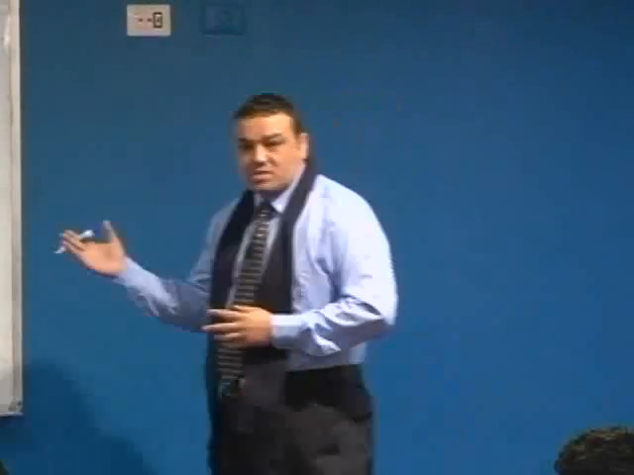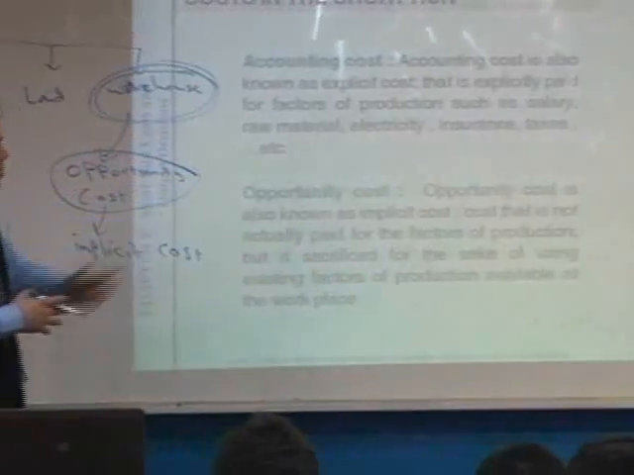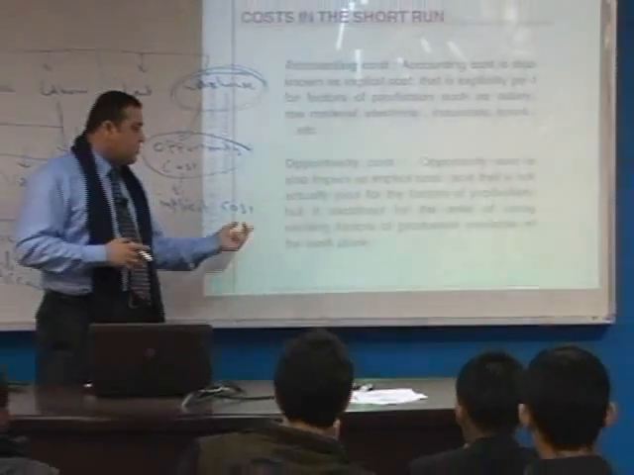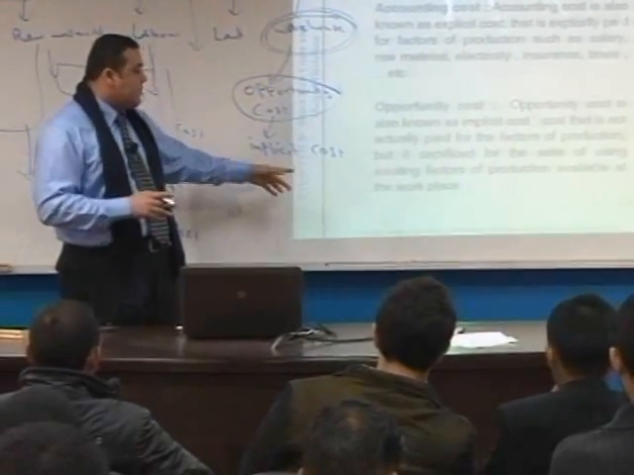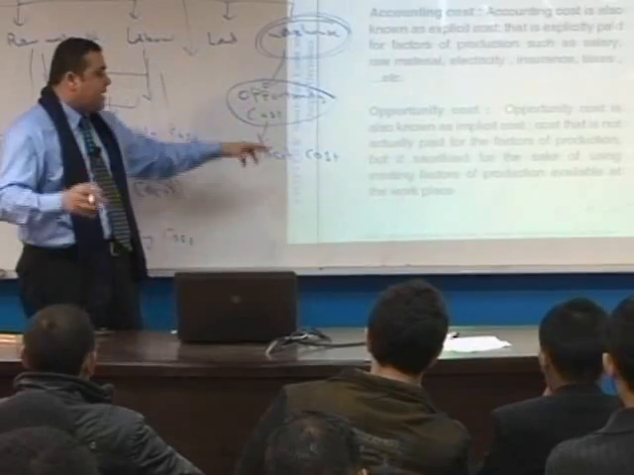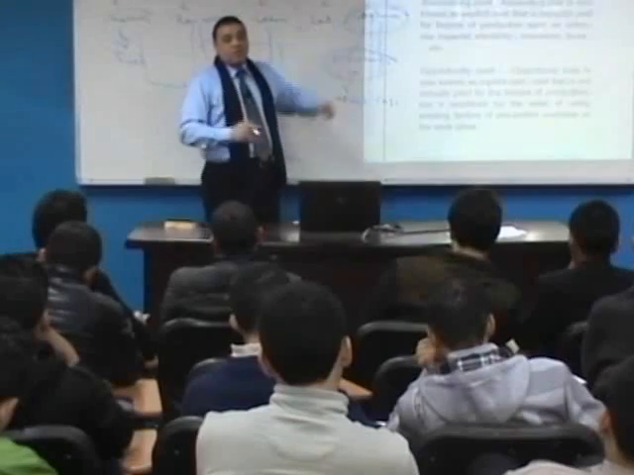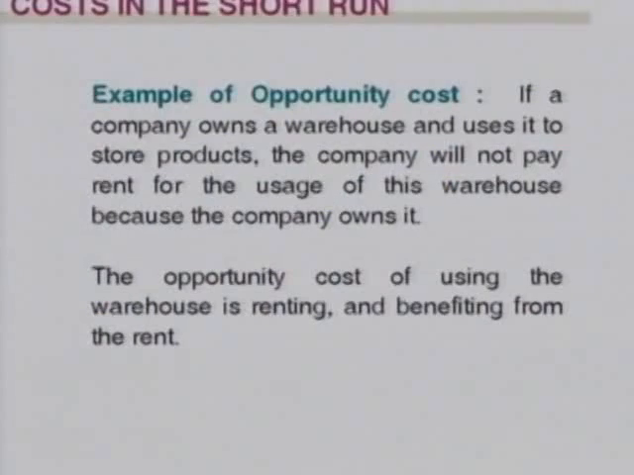The opportunity cost, also known as the implicit cost, is not actually paid for the factors of production, but is sacrificed for the sake of using existing factors of production available at the workplace. As you see, this type of cost is available for, or owned by, the factory or the firm.